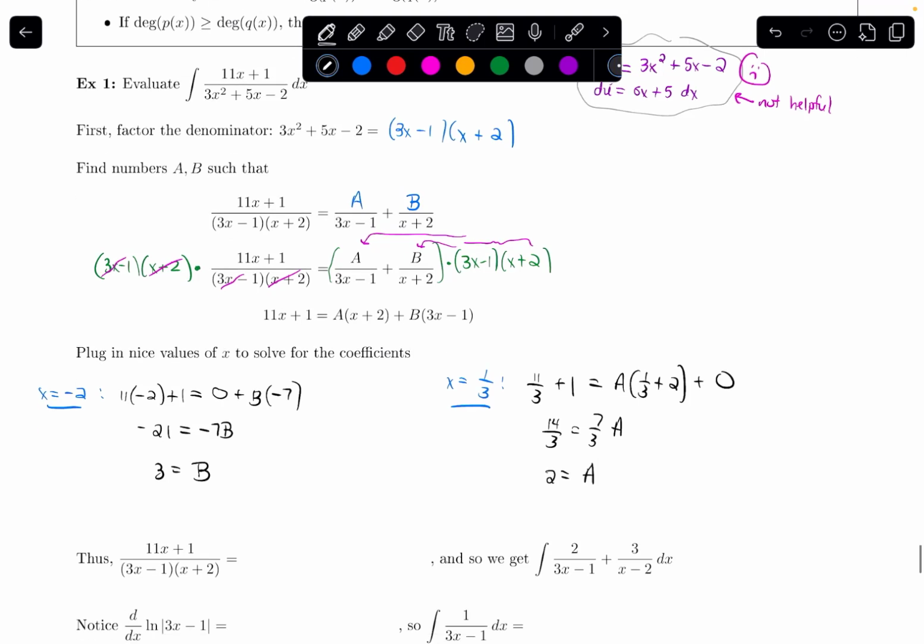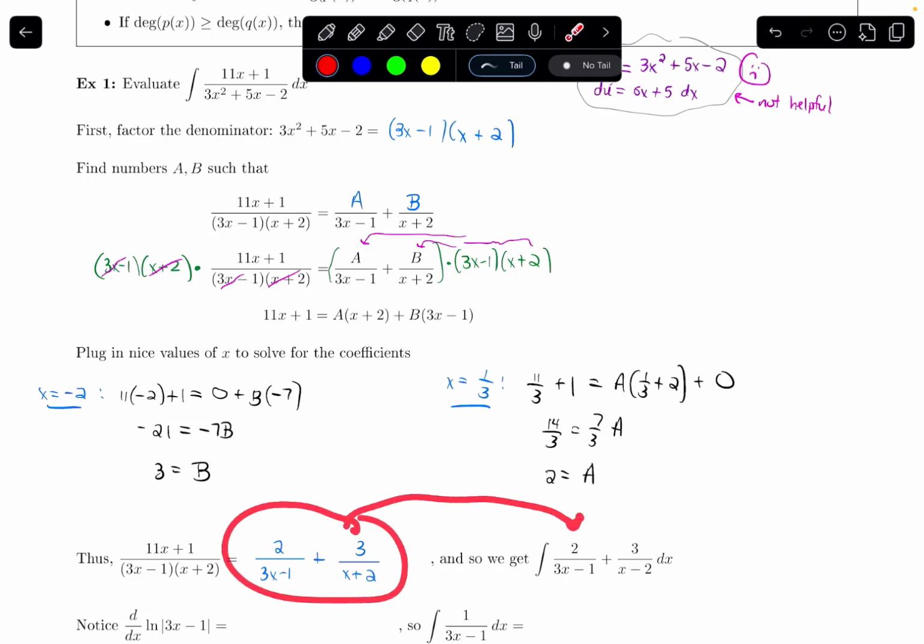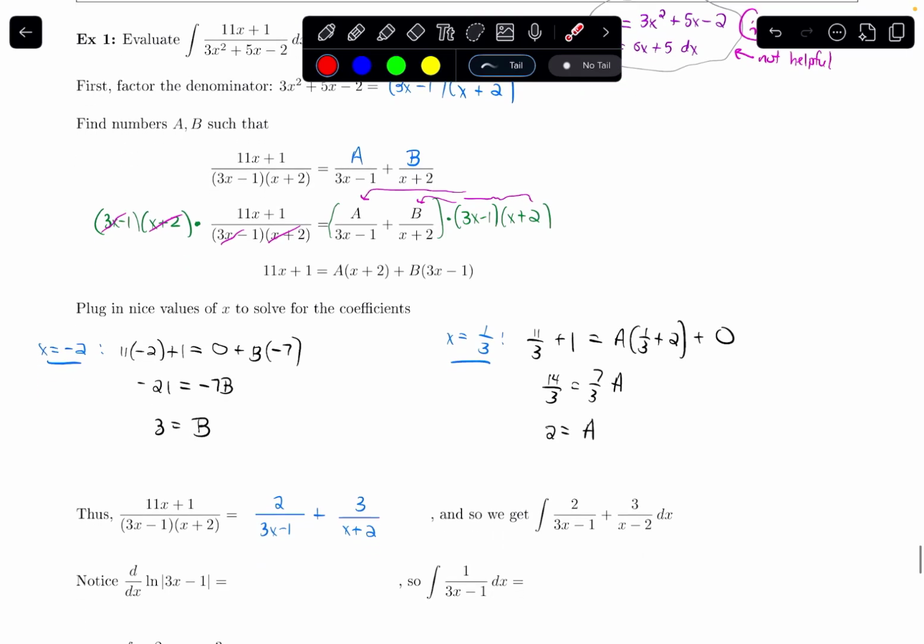So let's take those values and plug them in to this equation. So my original fraction, at this point, I know that it equals 2 over 3x minus 1 plus, and then b was 3 over x plus 2. So our integral boils down to just the integral of these two fractions added together. We need to work out what that is. And this is easier because these two fractions are now simpler than the one that I started with.